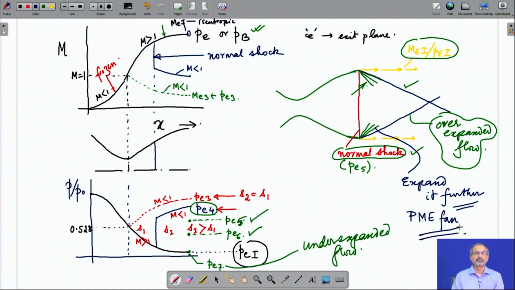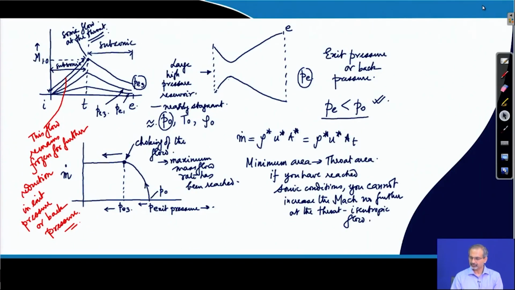So, these are the different possibilities that we are seeing for a converging diverging nozzle: a purely isentropic flow, or shock inside, or shocks outside, or expansion fan outside. So, with this we end the discussion on flow through converging diverging nozzle. Let us move on further.